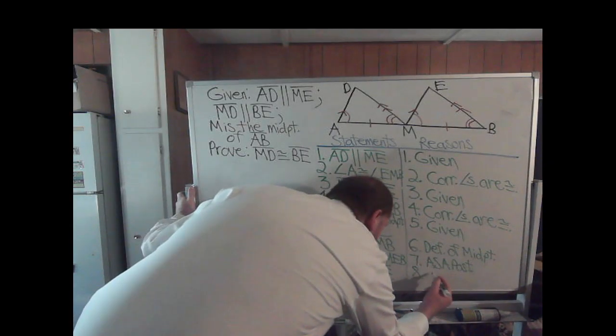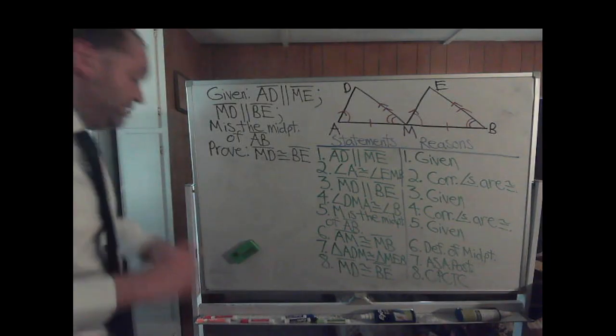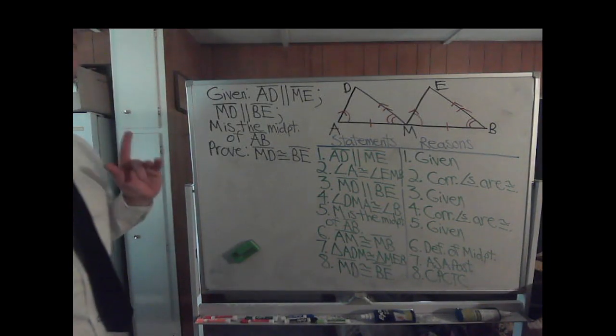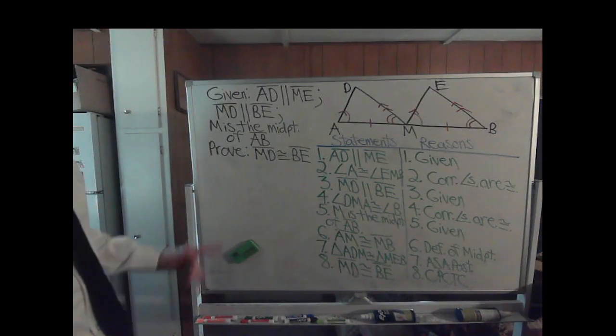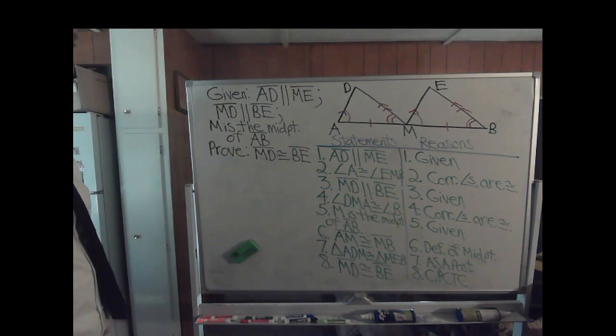by CPCTC. So let's go through this proof again here. As you see, this was another good example of why you don't always want to use your given information all at once, because you're just going to make your life a lot harder that way.